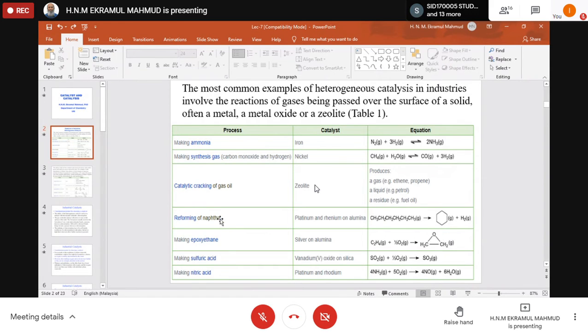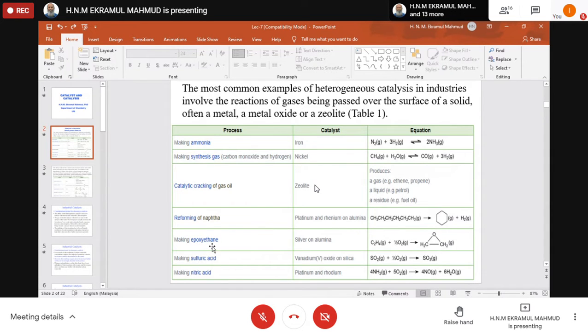So reforming of naphtha. Naphtha is a range of hydrocarbons from carbon 5 to carbon 10, that we reform and make into cyclic compounds. So platinum and rhenium on alumina are used. That means platinum on alumina and rhenium on alumina are used.